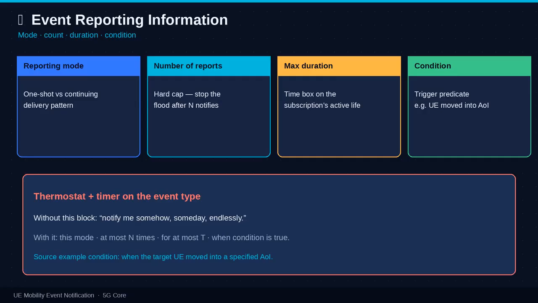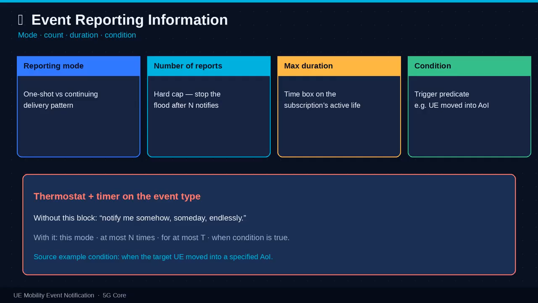The source's concrete condition example is perfect: when the target UE moved into a specified area of interest. That is an entry condition. In real designs, you will also see exit, presence change, or continuous mobility within area reporting, depending on the event type you chose earlier. Think of reporting information as a thermostat and a timer glued to the event type.